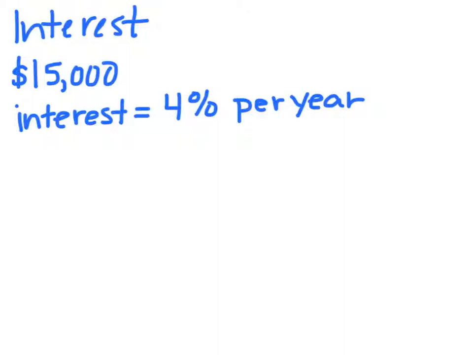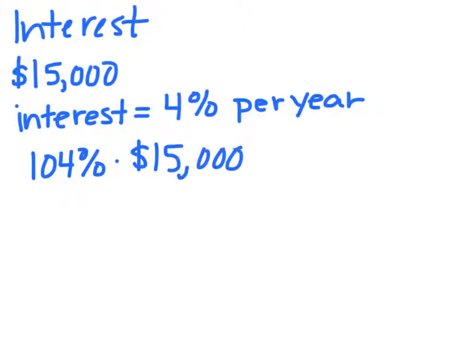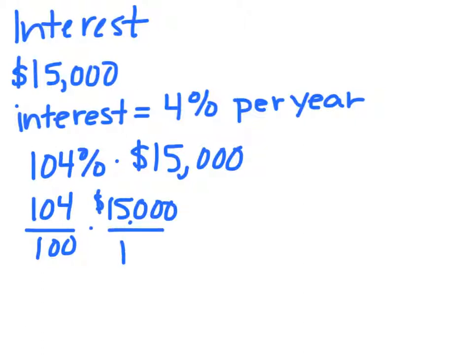If you know the time allotted is 1 year, and you simply want to know the total amount in the account after a year, what you're really calculating is what 104% of your original money will be. So you can take 104% times $15,000 and get the amount of money that will be in the account at the end of the year. So you would take 104 over 100 times 15,000 over 1. Once again, you can cross-reduce, get rid of those zeros. And now you'll take 104 times 150 to get $15,600. Do whichever way works best for your brain.